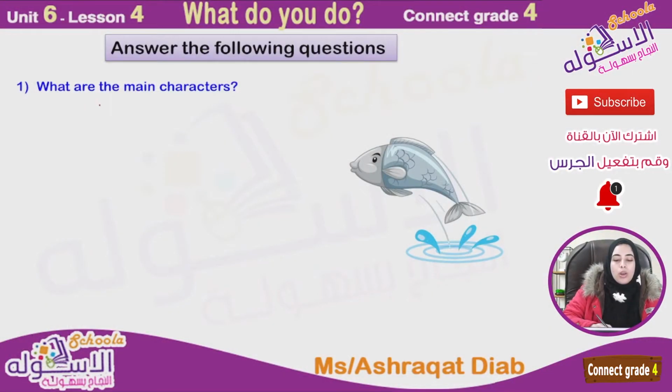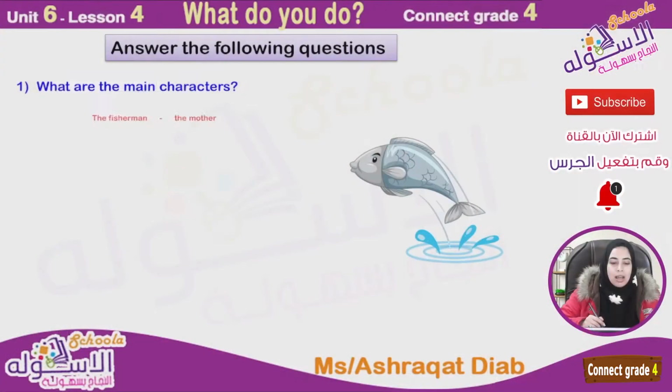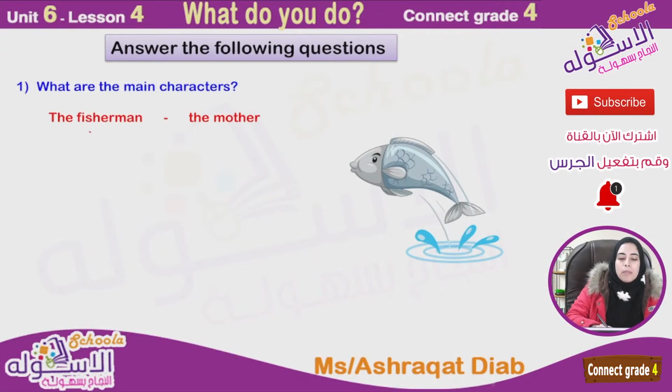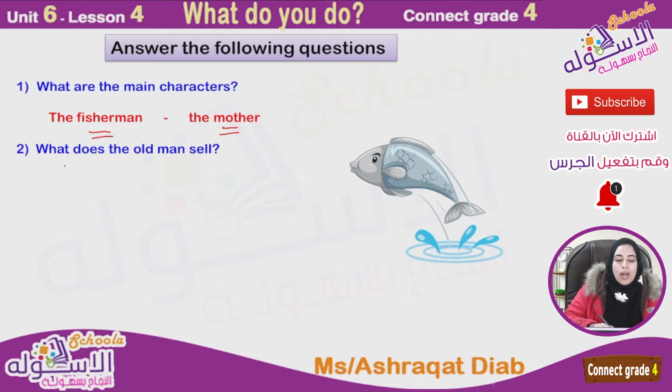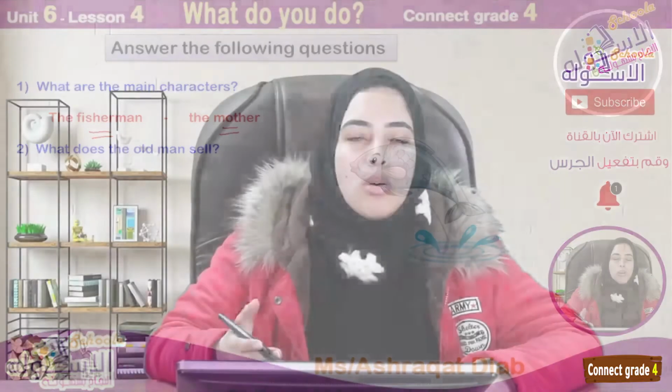So, number 1. What are the main characters? Main characters اللي هي الشخصيات بتاعة الستوري. So, what are the main characters in this story? Yeah, it's the fisherman and the mother. Very good. These are the main characters in the story. Fisherman and mother. Number 2. What does the old man sell? This old fisherman, what does he sell?